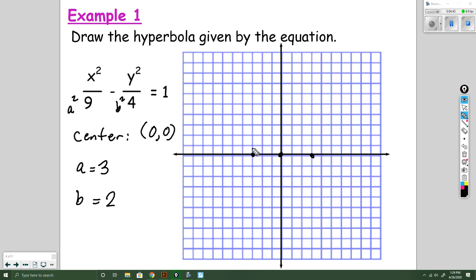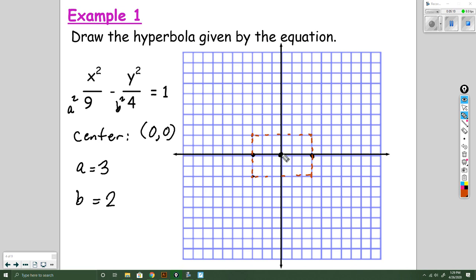So we're going to go up 2 units from each vertex, and I'm going to do this in a different color, because what we're going to be doing is forming our box. That's going to allow us to draw the asymptotes. All right, so we're going to connect the opposite corners to form those asymptotes.